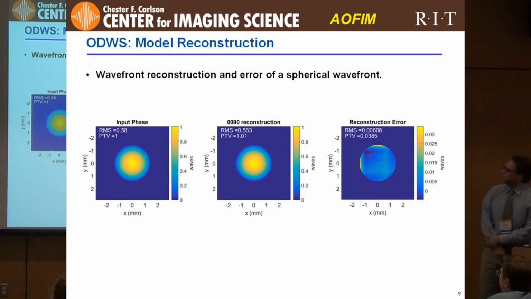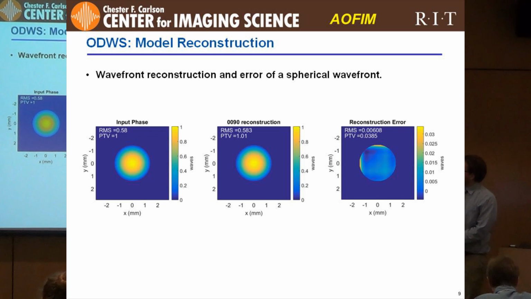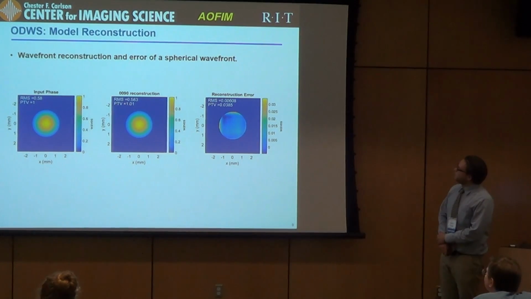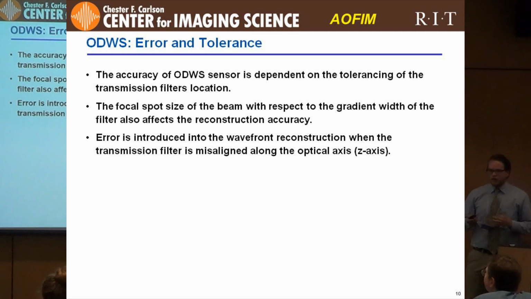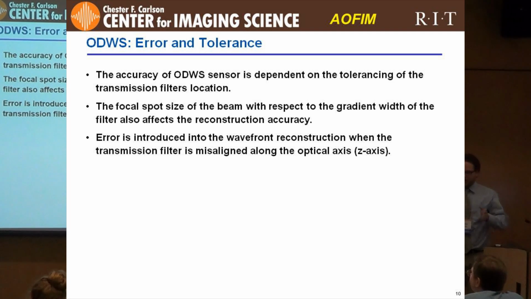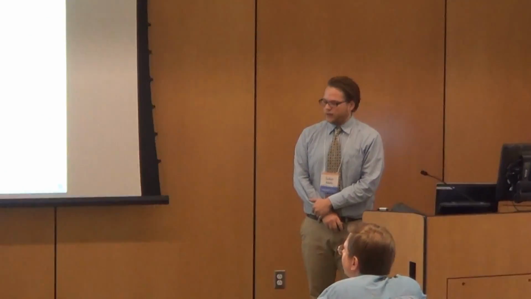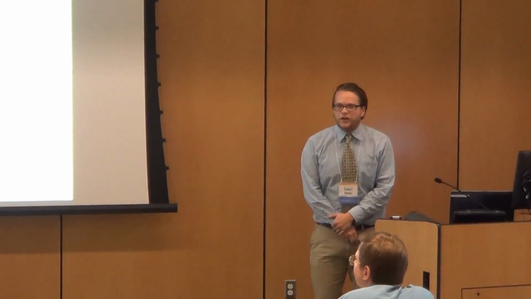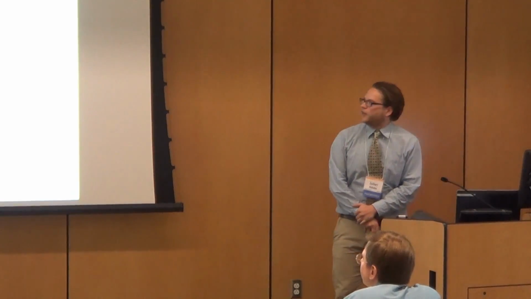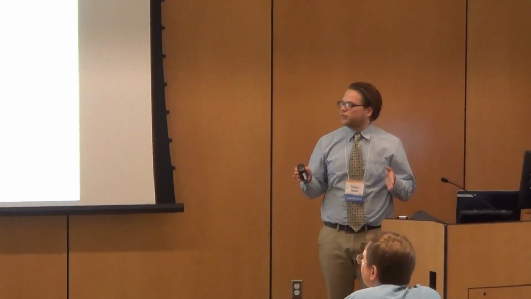And we also put in a spherical wave. Same thing, 1 wave peak to valley, reconstructed a 1.01 wave peak to valley spherical wave, and then the error right there. So that's with everything modeled perfectly. Everything is in its right position, but in reality, some things can be misaligned. There's things that go off axis. So we wanted to see how much error is introduced in the system when things are misaligned. Mostly the transmission filter, making sure it's right in between those two 4F lenses.